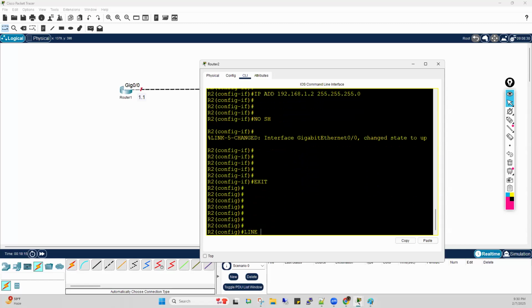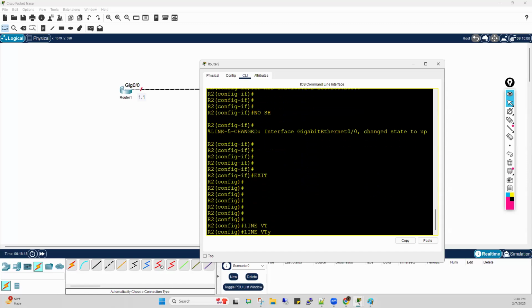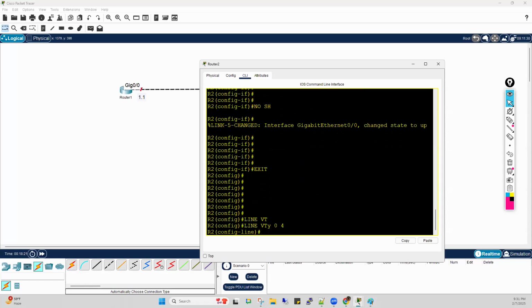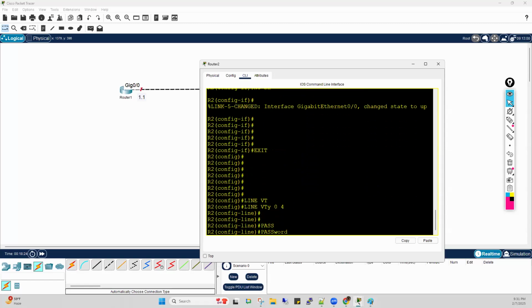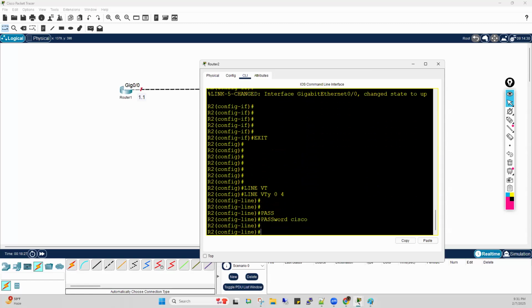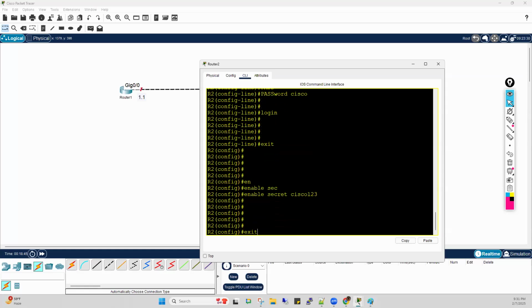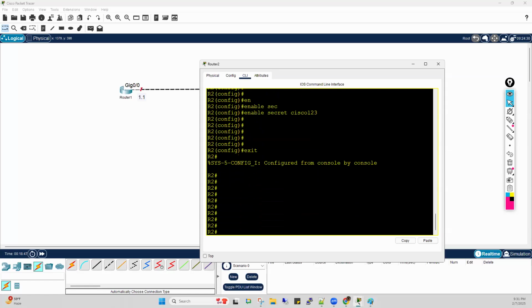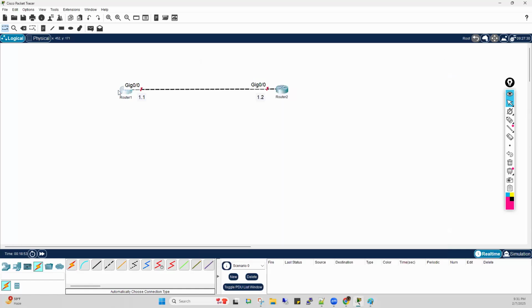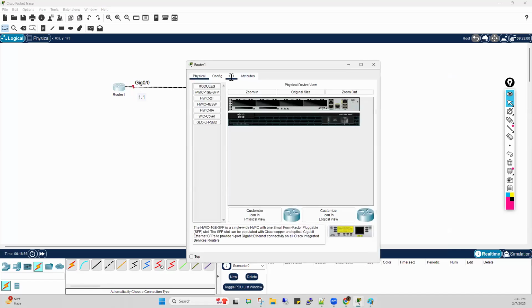Now we need to configure telnet. What is the command I told you? Line vty 0 to 4. After that, what I told you, you need to set the password. For example, I set the password Cisco. Then login, and exit. Clear? I am writing enable secret, and for example, I am writing Cisco123. I say enable secret Cisco123, exit. Done, guys. Anyone here who does not understand? Is this clear? Same commands we discussed, guys. So everything we configured here on R2. Now come to R1.